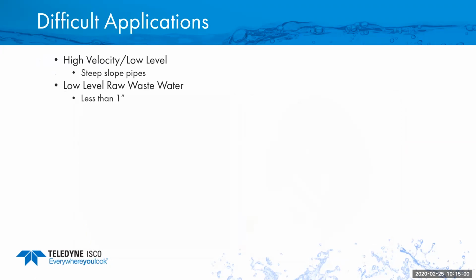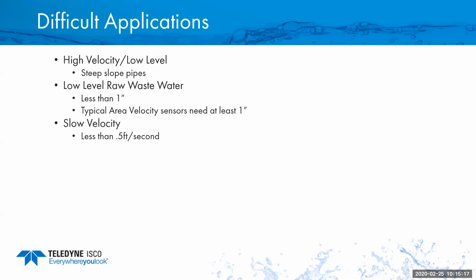When you get into low level raw water velocity, raw wastewater, and typically you're going to have levels less than 1 inch. Any AV sensor, standard area velocity, needs at least 1 inch in order to be able to get a velocity reading. Slow velocity, as I mentioned, is a very, very challenging thing. Anything less than about 1/2 foot per second is going to be difficult at best. Residential collection systems is where you'll find those a lot of times as well.